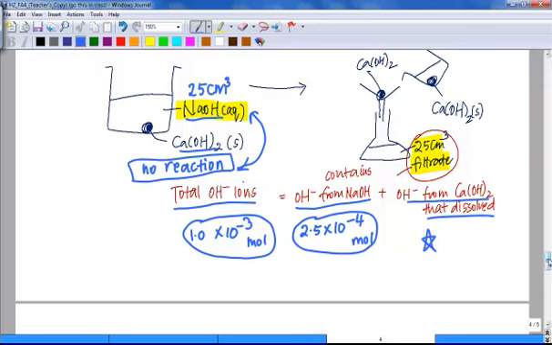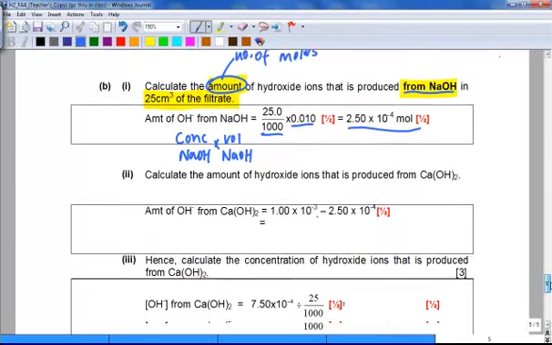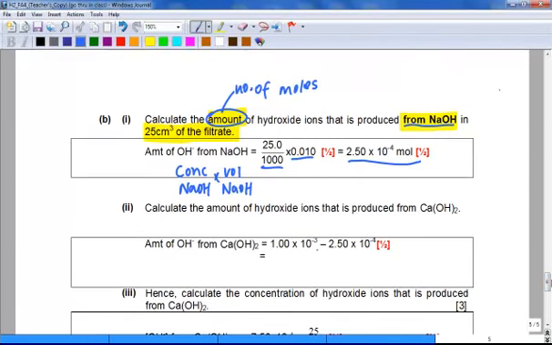So let's take a look at the working. Okay, so that's what you do. You take away, you should get 7.5 times 10 to the power of minus 4. Again, take note, the question is asking for amount. Amount means number of moles. So based on this, we can continue to move on.